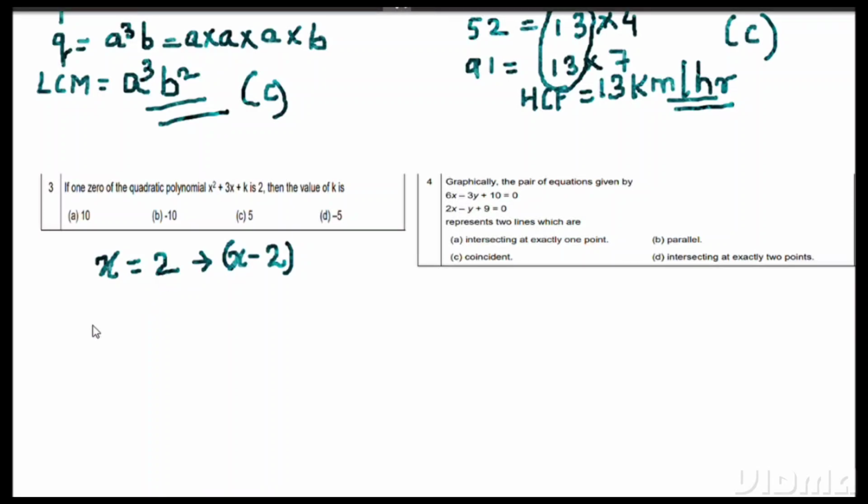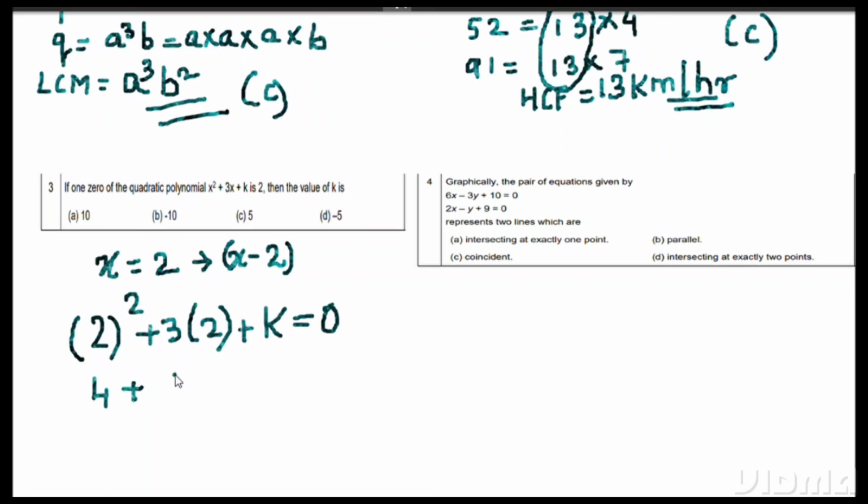So let us substitute x equals 2 in my question. That is 2 square plus 3 multiplied by 2 plus k is equal to 0. Correct? Because in the quadratic polynomial we equated it to 0. So this is 4 plus 6 plus k equals 0. And then we get the value of k as minus 10, which is my second option. So the answer for this is B.